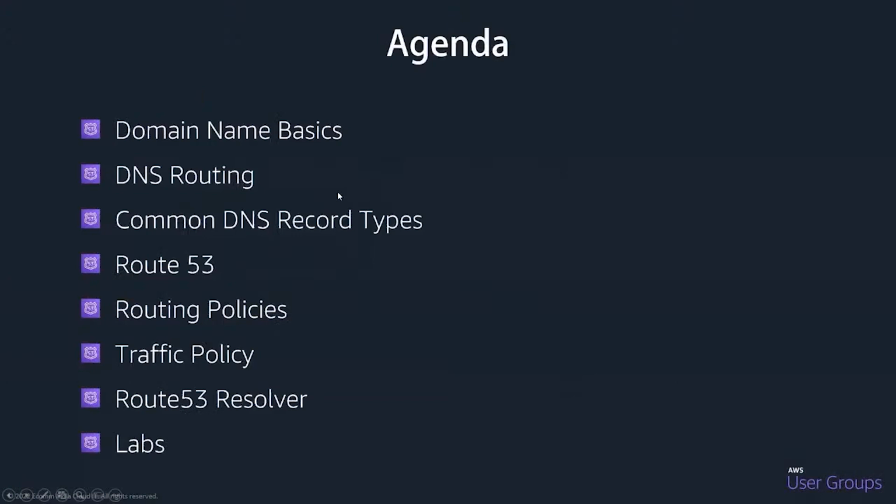Okay, with that out of the way, let's look at what we're going to cover today. Let's just quickly look at some of the basic concepts of domain names, and then we'll talk about DNS routing, and some of the common DNS record types that you have. Then we'll talk about Route 53 itself, the different routing policies that you have within Route 53, some of the traffic policies, and something known as a Route 53 resolver, and then I should be able to show you some labs quickly.